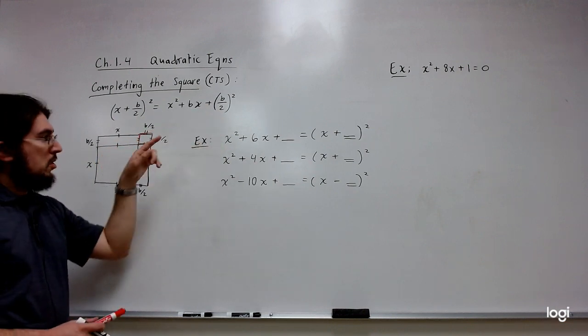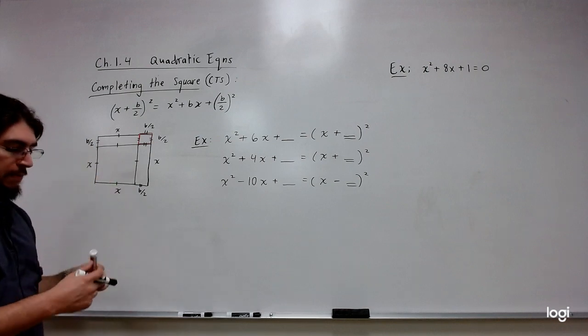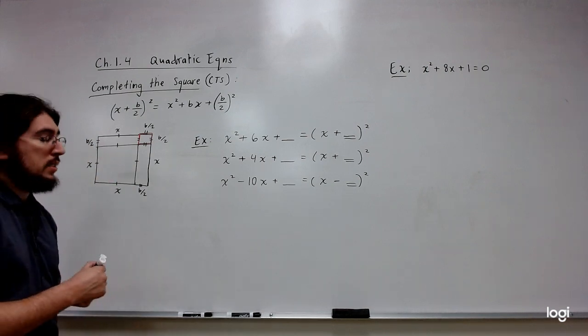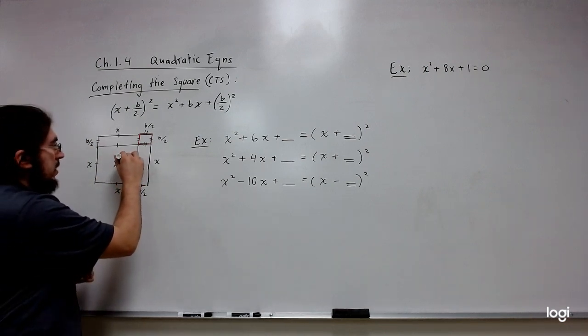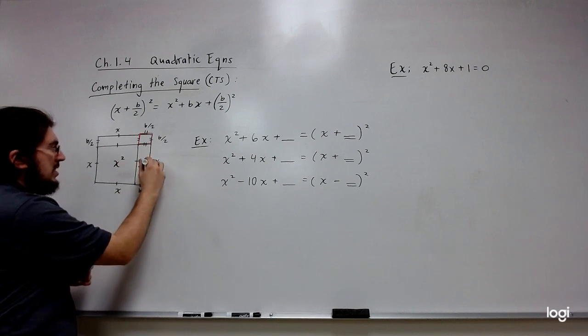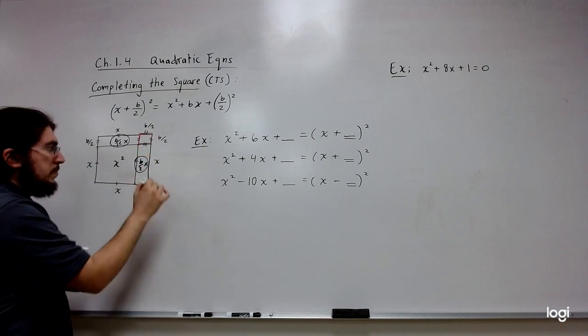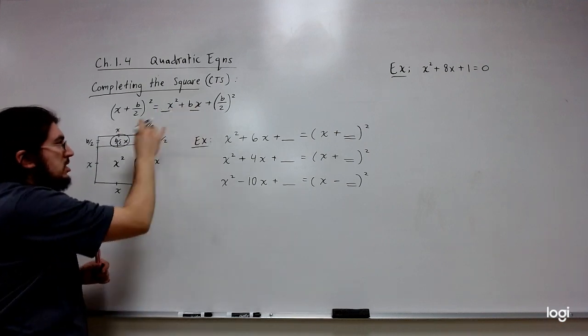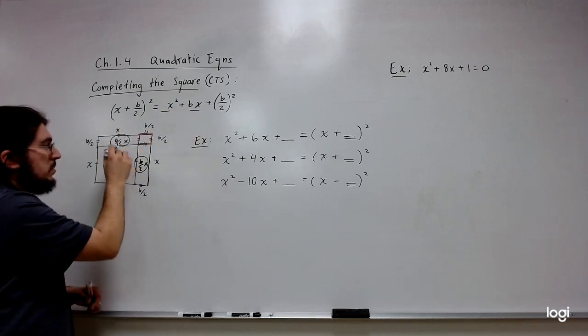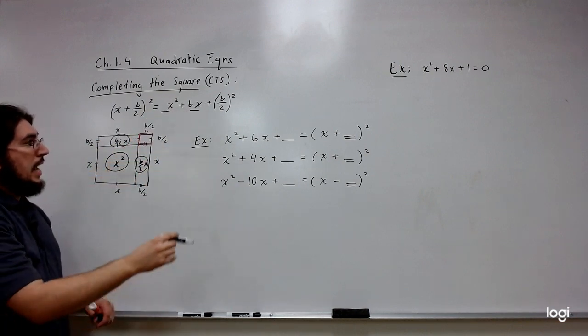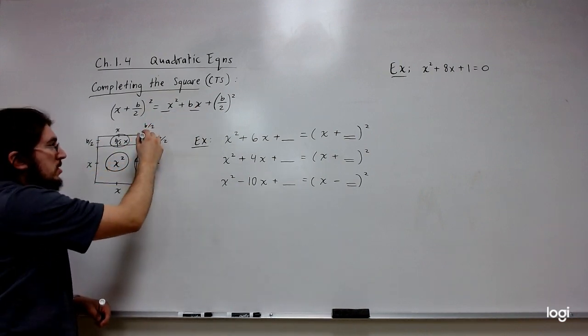So really what I'm doing here is I'm looking at the areas of these pieces. The area of this is x squared. The area of this is b over 2 times x. B over 2 times x. Notice they combine to just bx. So these two basically. So these three are those. And the one in red is b over 2 all squared.